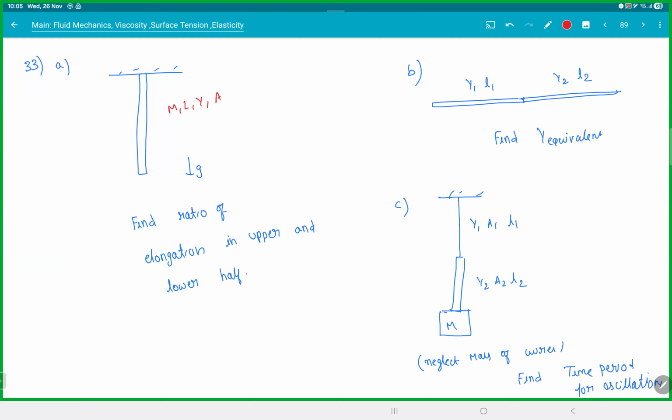Let's finish off. We might wrap up a little early only today. We are done mostly. Elasticity, there's really not too much.